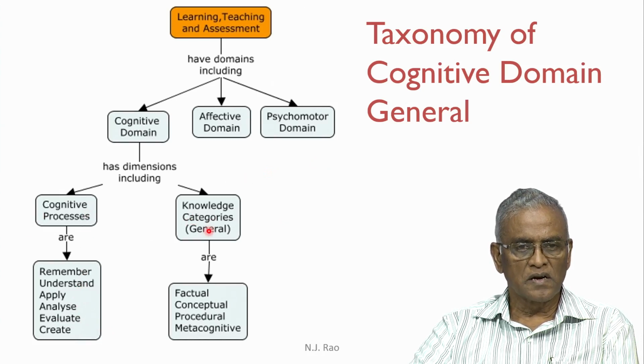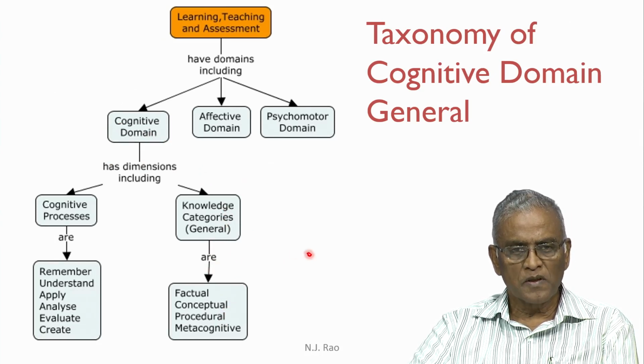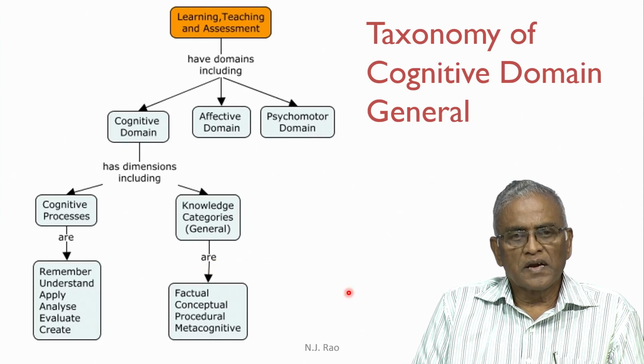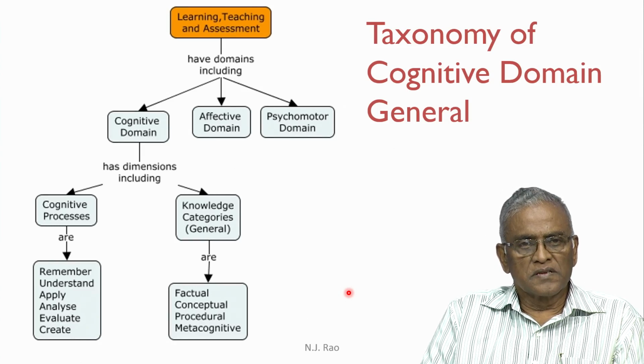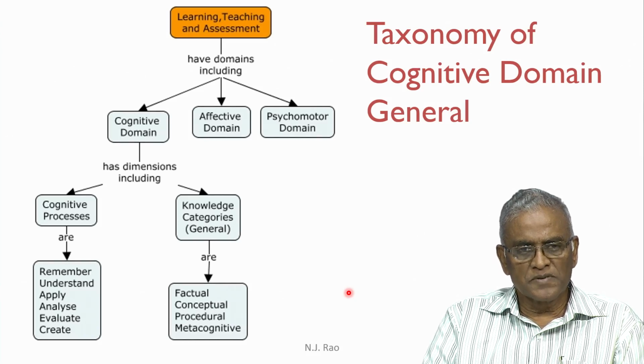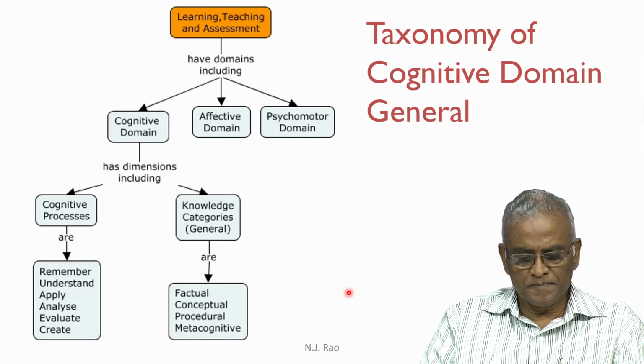There are two dimensions to this. Cognitive processes are remember, understand, apply, analyze, evaluate and create, and knowledge categories are factual, conceptual, procedural and metacognitive. There are also knowledge categories that are specific to engineering, which will come later. But right now, whatever we have handled till now can be graphically organized like this. So, it is a taxonomy of the cognitive domain, general. That means this part will apply not only to engineering subjects, but to any other subject as well.